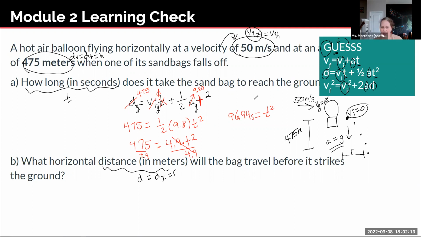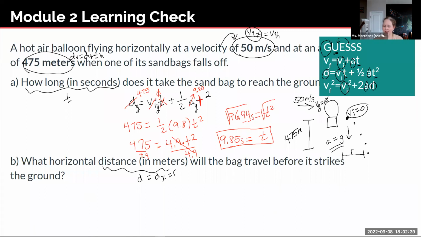What do I have to do to get time? Well, to get time by itself, I have to take the square root. And what I do to one side, I do to the other side. And that gives me a time of 9.85 seconds. Always in physics use 2 decimal places. So there is my answer for part A.